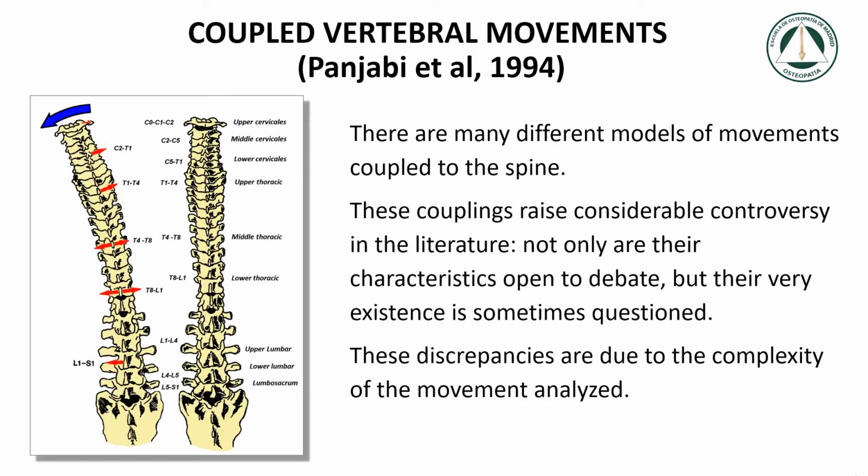Coupled vertebral movements. Punjabi et al. 1994. There are many different models of movements coupled to the spine. These couplings raise considerable controversy in the literature. Not only are their characteristics open to debate, but their very existence is sometimes questioned. These discrepancies are due to the complexity of the movement analyzed.